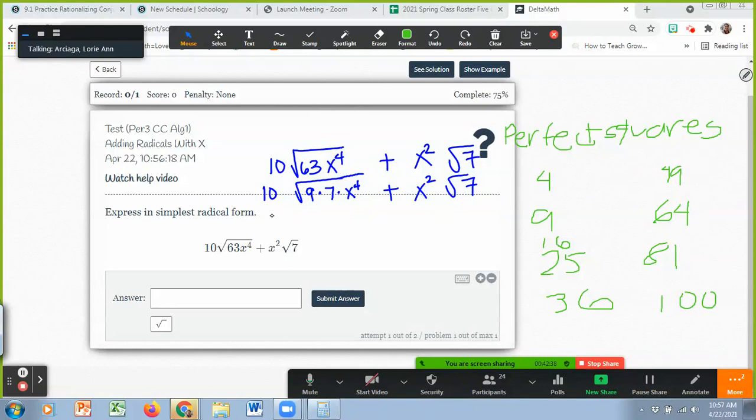Okay, so this is 10, yeah? The square root of 9 is 3, so it's going to go outside. The square root of x to the fourth, so 4 divided by 2 is 2, so you're going to have x squared outside again. Okay, and then what's left under the roof? 7. So plus x squared radical 7.